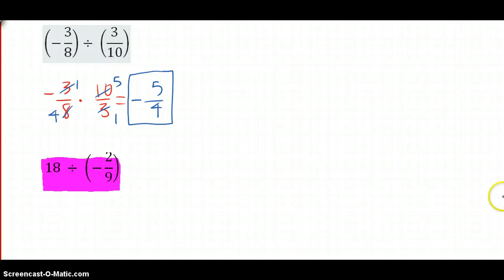So I want you to go ahead and do this one in your notes. 18 divided by negative 2 over 9. Use the rules we did up here. Leave this alone, change that to multiply, flip the second fraction.